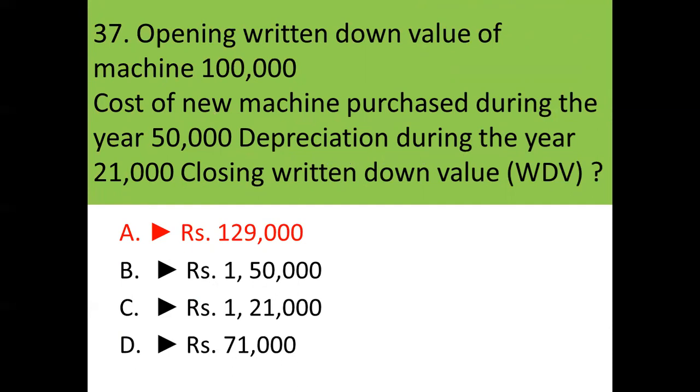We have to take the opening written down value plus the new asset or new machine acquired during the year minus depreciation during the year. Here you take 100,000 plus the new machine acquired, 50,000, and you get 150,000, minus depreciation of the year, 21,000, and we remain with 129,000 as the closing written down value.